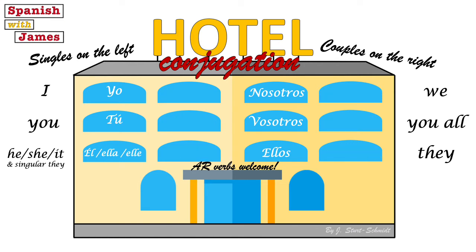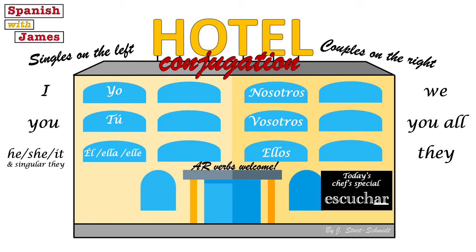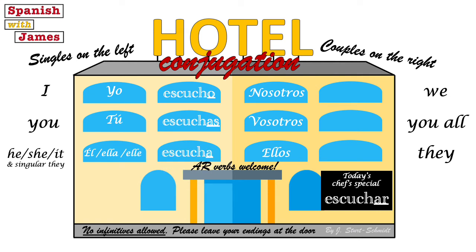Now we'll take one last look at AR verbs with another example, which is the verb escuchar, to listen. So again, we leave our AR at the door, add an o, we get escucho, I listen. Escuchas, you listen. Escucha, he, she, it, they listen. Escuchamos, we listen. Escucháis, you all listen. Escuchan, they listen. For example, normalmente escucho música. Normally, I listen to music.